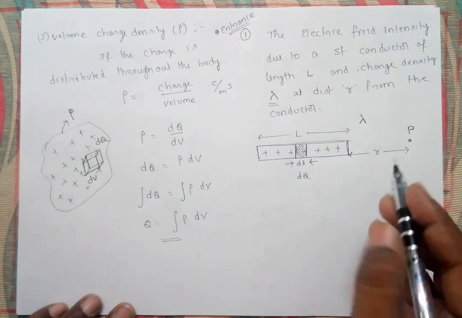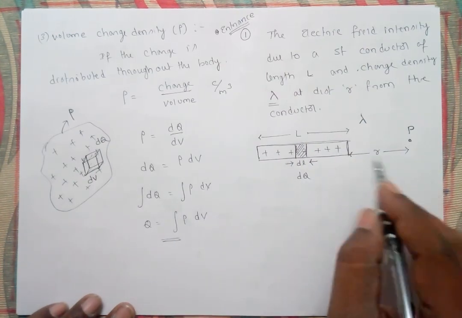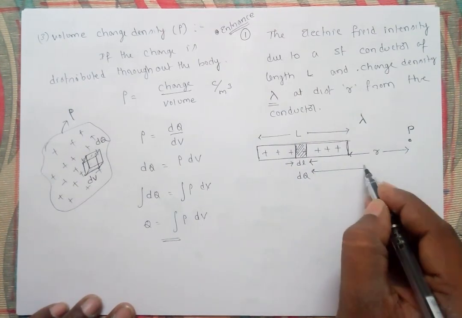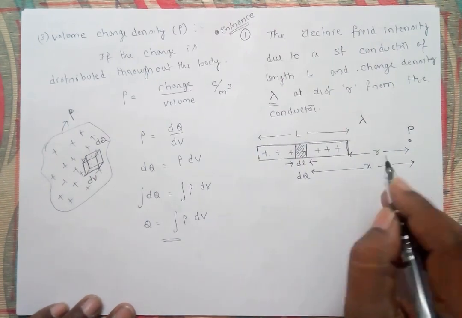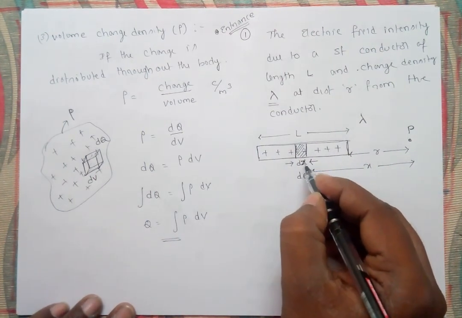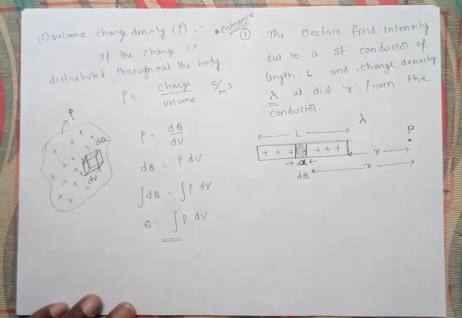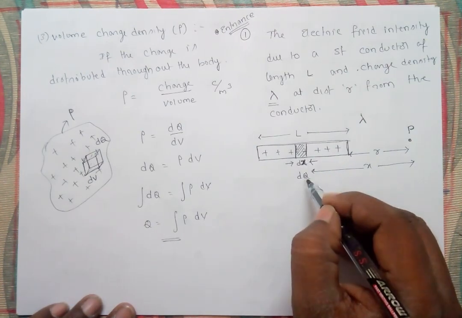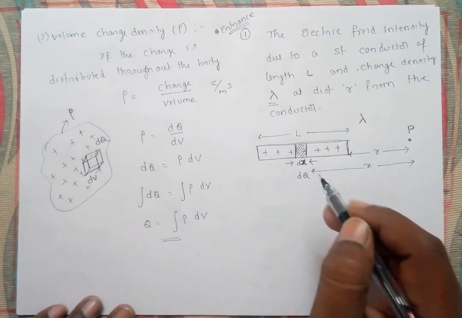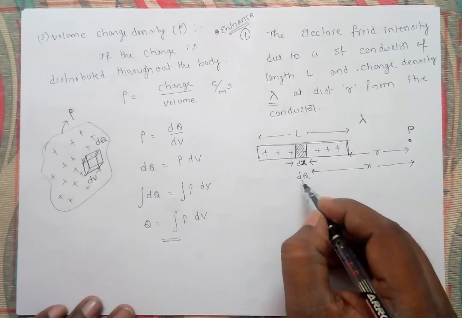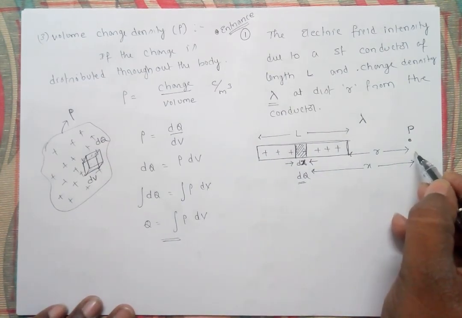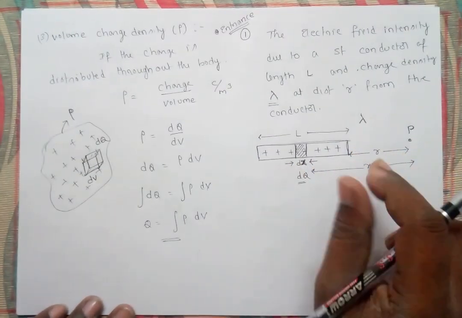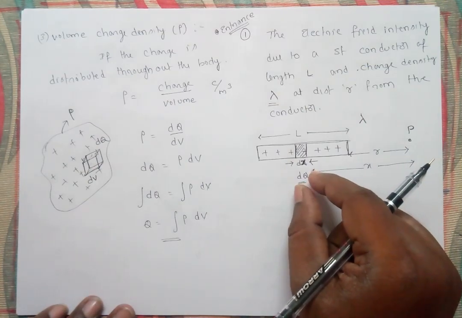So now I am taking this element here at a distance x from point P, a small element dx. The small element charge is dq. Due to this small element dq, the electric field intensity is not by the whole conductor; we are finding the electric field intensity due to this small element.